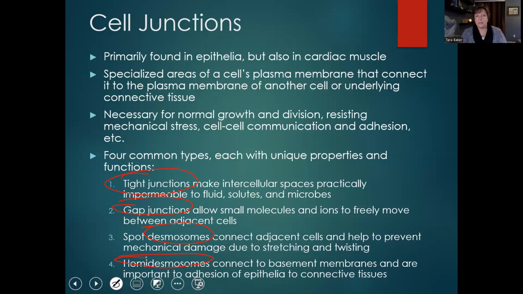A desmosome is going to be a loose connection between 2 cells, and it's going to allow that tissue to move and to stretch a little bit. It's not trying to stop transport from one side to the other. What it's trying to do is just hold things together so that they don't fall apart. And then hemidesmosomes are going to be found in epithelial tissue primarily, and it's going to be a tight junction at the basement membrane to keep those cells tightly put together.